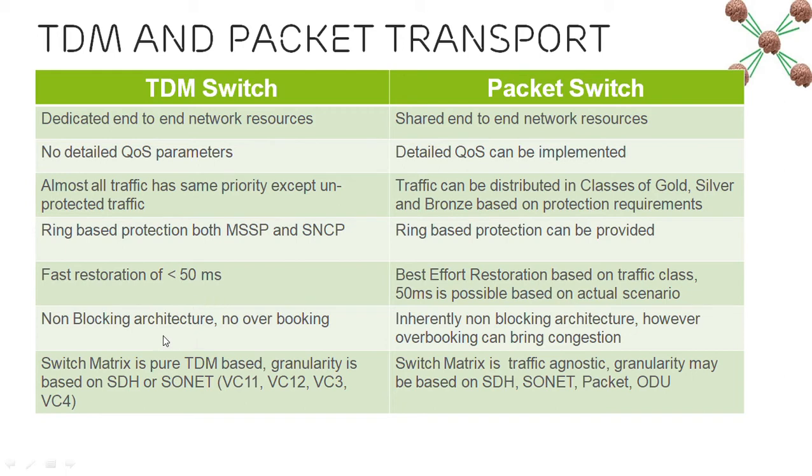In TDM, the architecture is non-blocking because there is no overbooking. In packet switch, the architecture is inherently non-blocking, kind of, but if you overbook, then you can have congestion. In TDM, we have a switch matrix which is TDM based, so granularity is on SDH or SONET, like VC11, VC12, VC3 or VC4. In packet switch, the matrix is basically a packet matrix, so granularity may be based on packets, or it may be based on SDH or ODUs as well, but mostly it is based on packets.